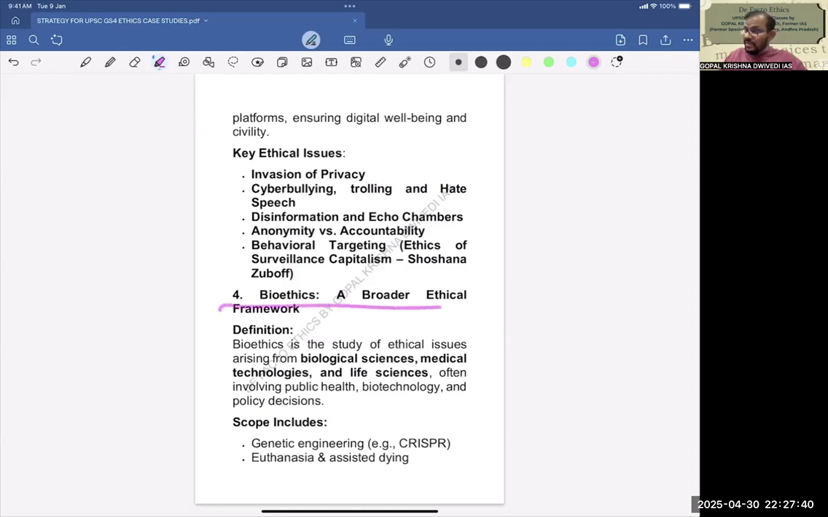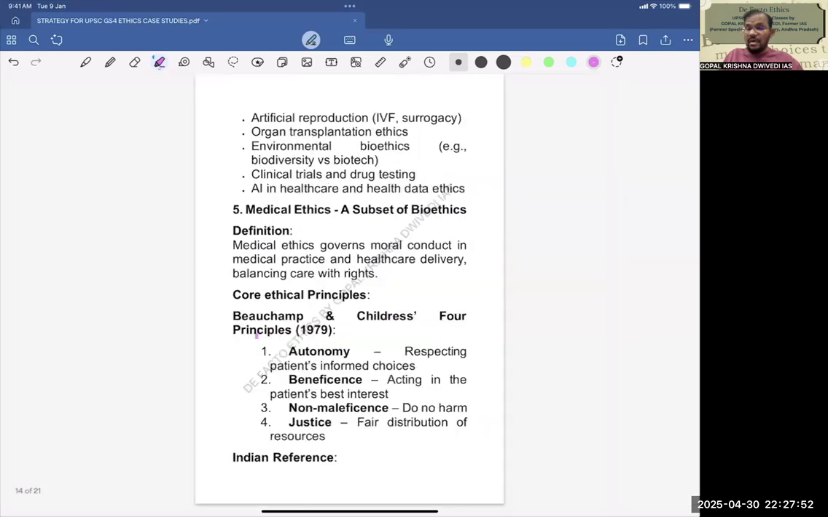Now, next is bioethics. Bioethics is related to biological sciences, medical technology, and life sciences. For example, cases related to genetic engineering, euthanasia, assisted dying, artificial reproduction, IVF, surrogacy, organ transplantation. All these things, bioethics is important. Then another is medical ethics. Now, medical ethics, as the name itself suggests, is a subset of bioethics. But here, basically, the core principles will be autonomy, beneficence, non-maleficence, and justice, etc.